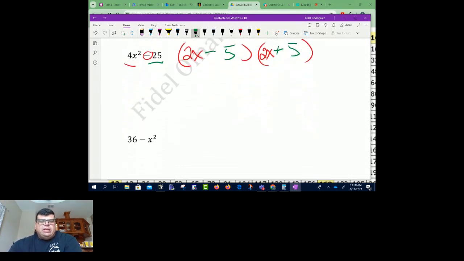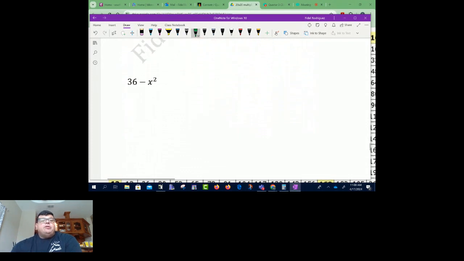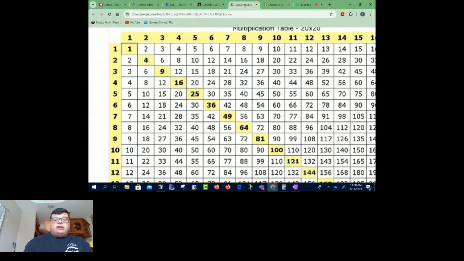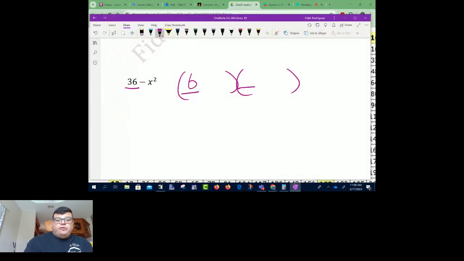Y'all, let me scroll down a little bit further. Now, I want you to notice this one. I'm still going to do the same thing. I'm going to set up two parentheses. But in the first spots, I'm looking for numbers that multiply to 36. Again, 36 is a perfect square. Look, it's right here. 6 and 6, right? So the 6's go first because the 36 came first. One of them is minus, one of them is plus. What multiplies to x squared? X and x.